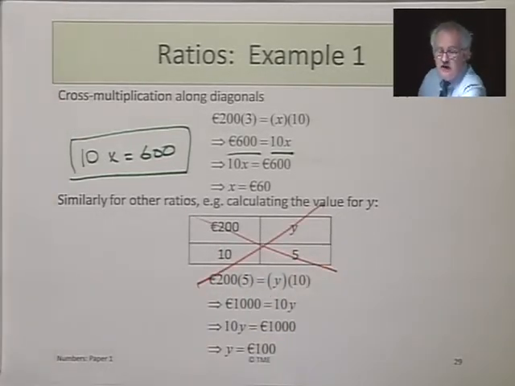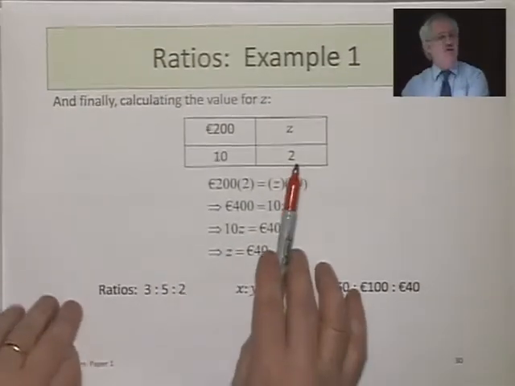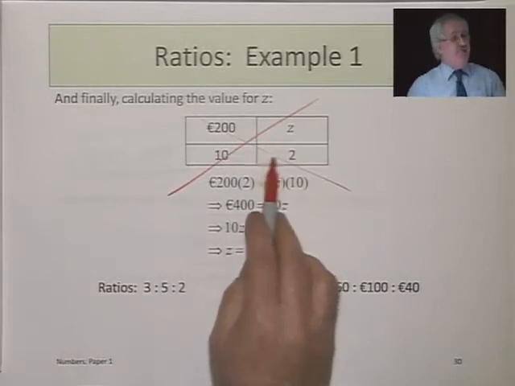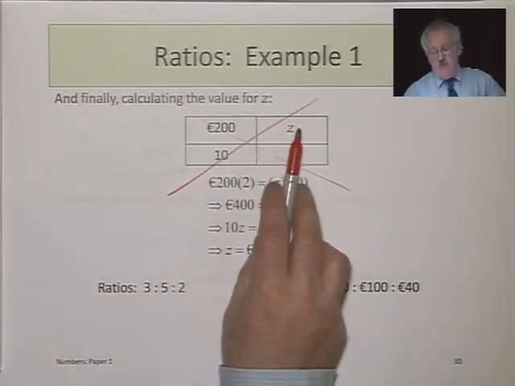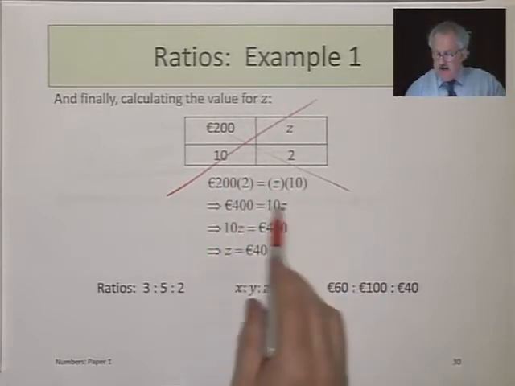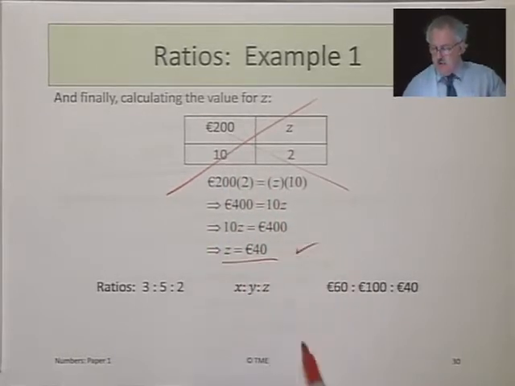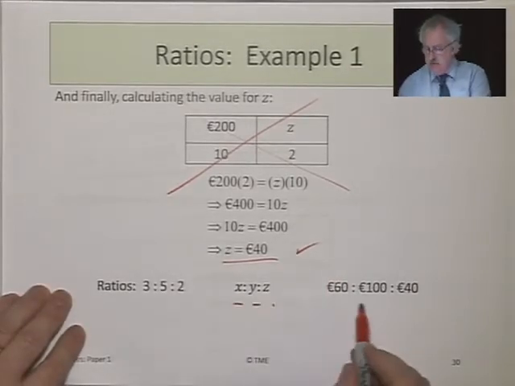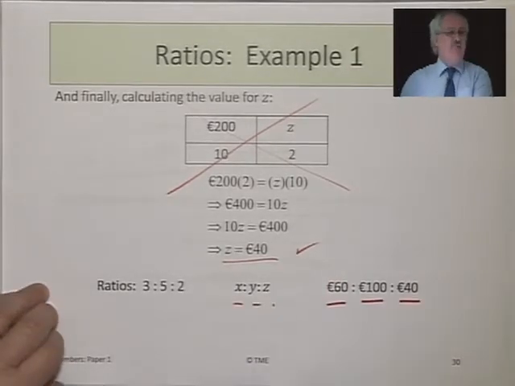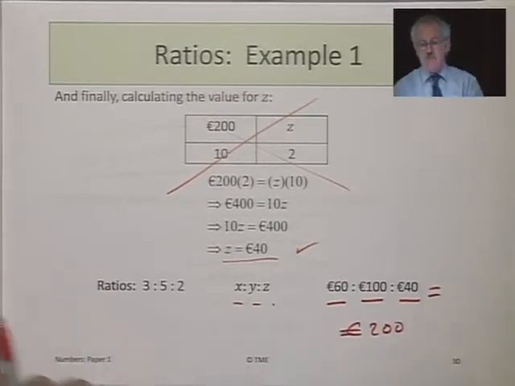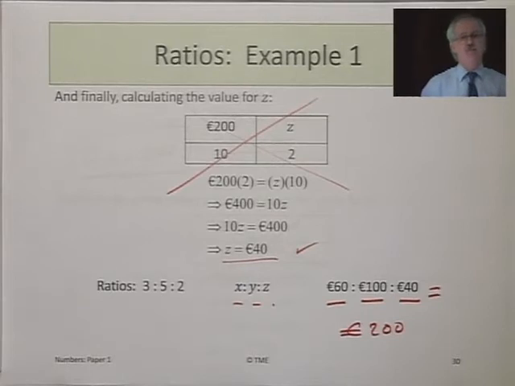And the third one, the value for z, the person who bought 2 shares. 2 is a fifth of 10, so a fifth of 200 is 40. But 200 times 2 is z times 10. That's 10z. 10z is 400. Z is 40. And the ratio then is x, y, z: 60, 100, 40. And they add up to your €200. Okay?